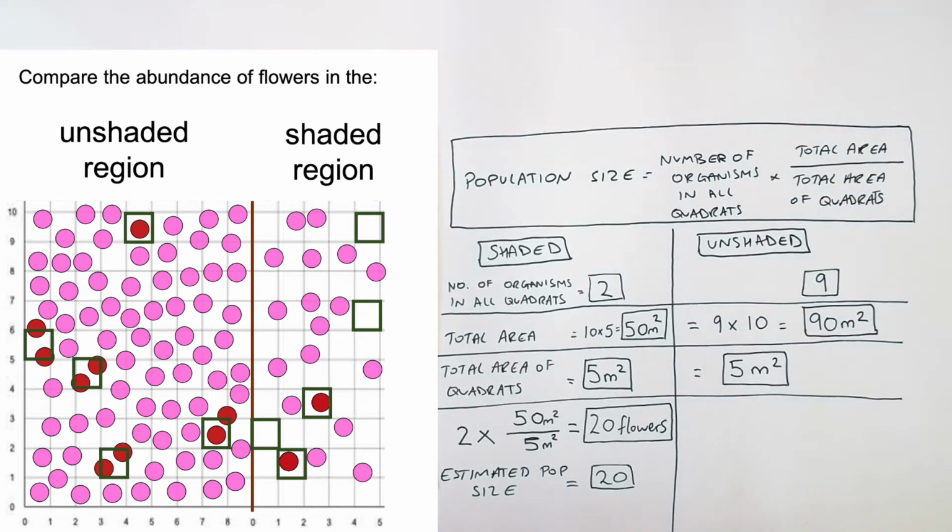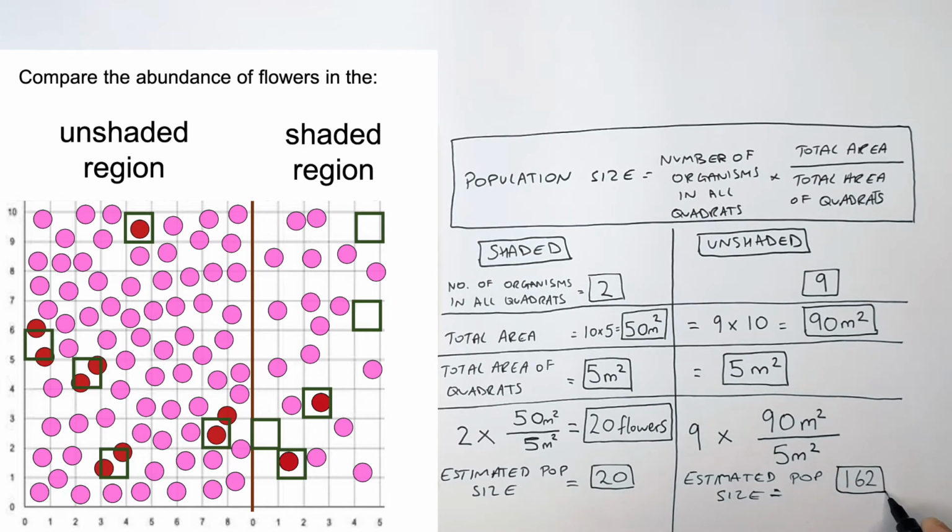Now use the equation, which is estimated population size will equal 9, total number of organisms in all the quadrats, times 90 meters squared, which is the total area, divided by 5 meters squared, which is the total area of the quadrats. That'll give you an estimated population size of 162 plants. It is only an estimated population size. The more reliable results will come from using more quadrat coordinates, so you get a more accurate mean.